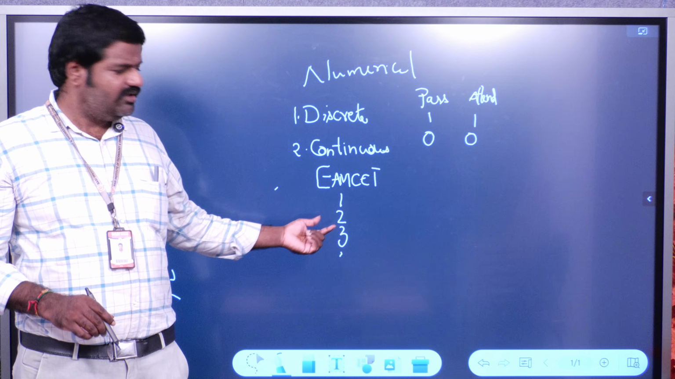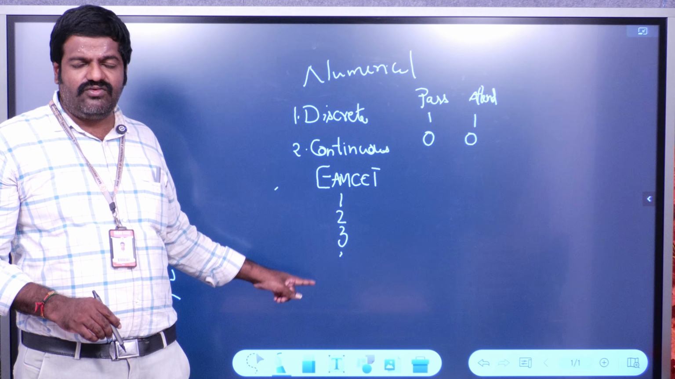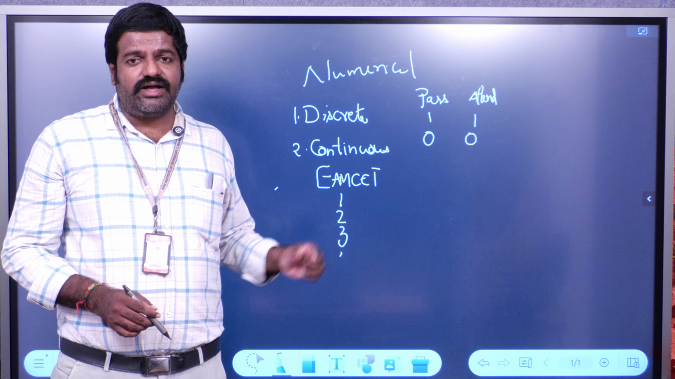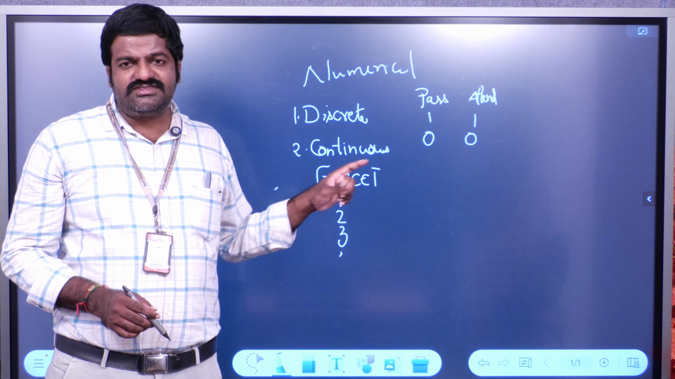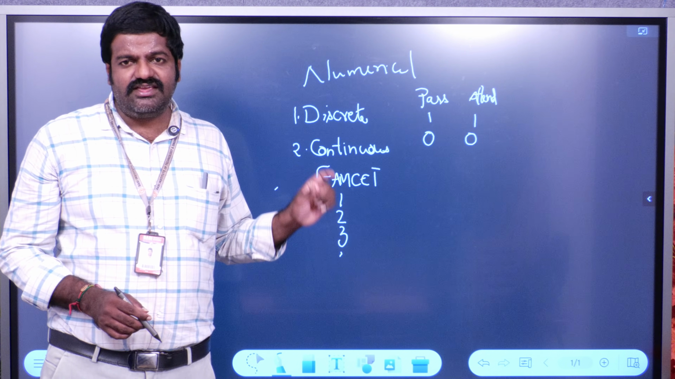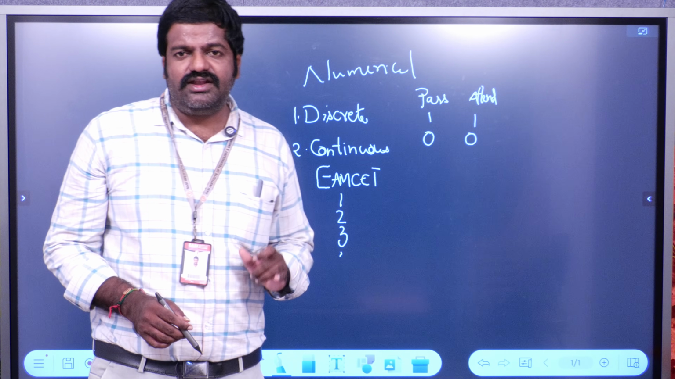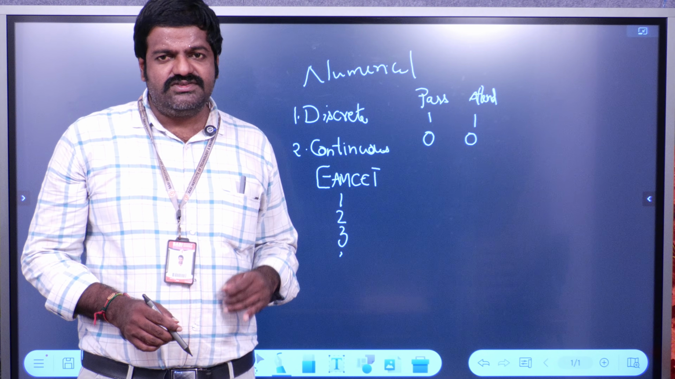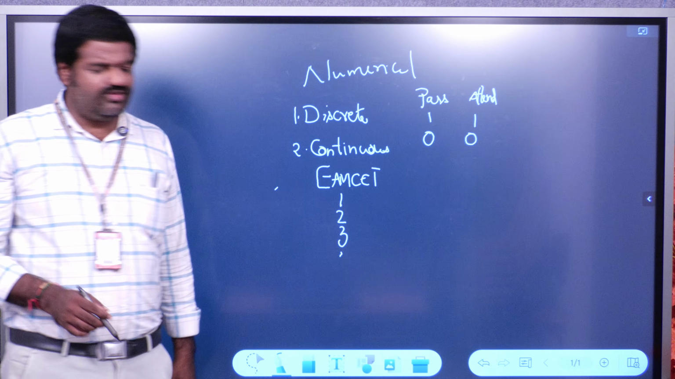MCET rank is having the possible values 1, 2, 3, 4 and so on. Maybe 1,20,000 or 1,30,000. So that comes under continuous data. So these are the categories in numerical data. Numerical data may be discrete, numerical data may be continuous. So these two are the categories in numerical data.